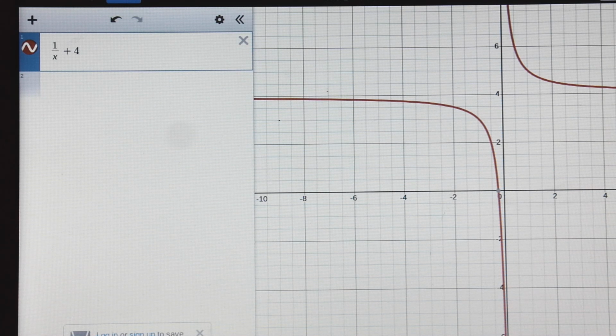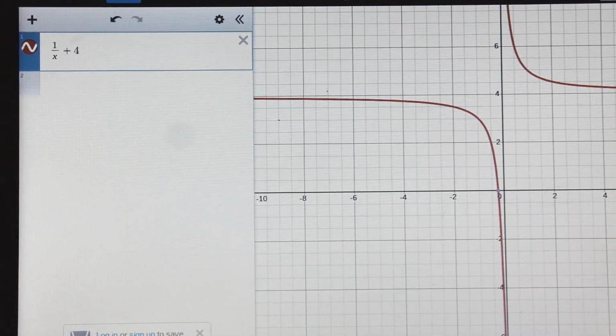Okay, so do we agree there's no graph here? Where is here? 4. Here is 4. So y equals 4 is your horizontal asymptote.